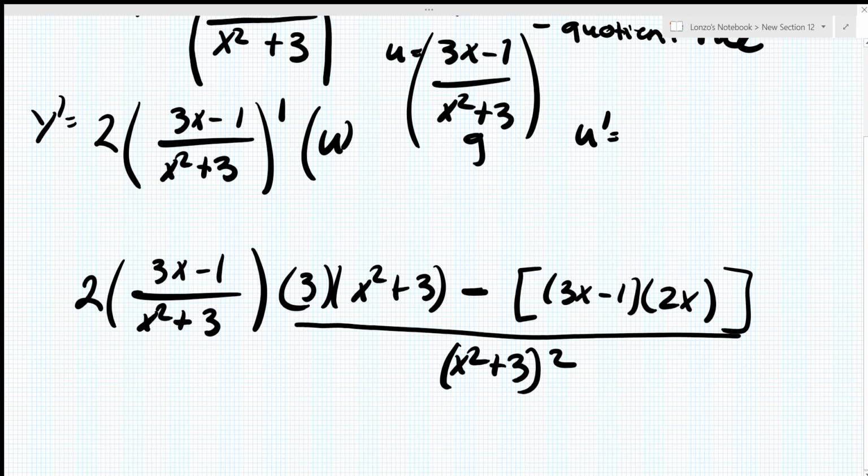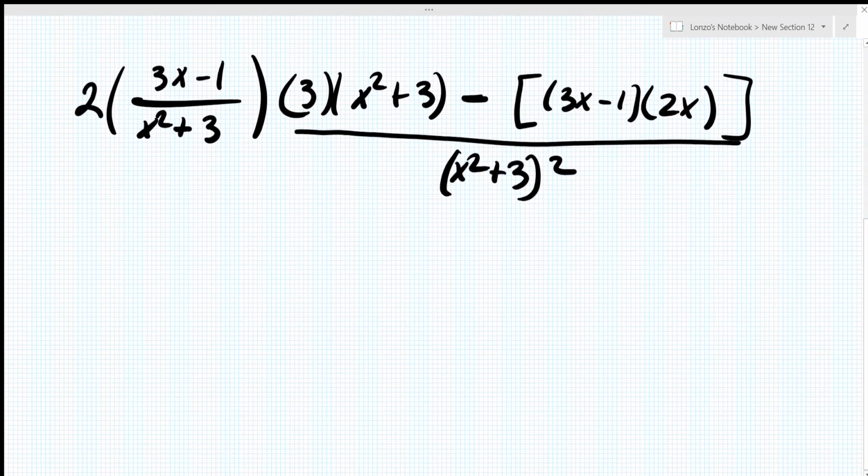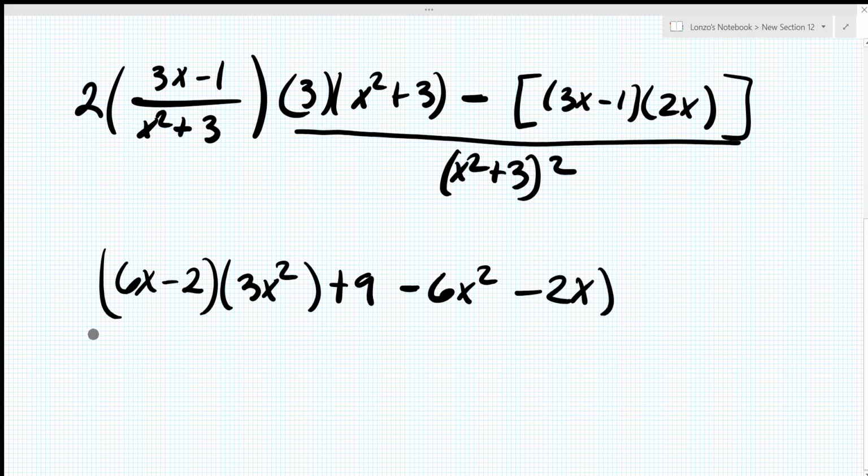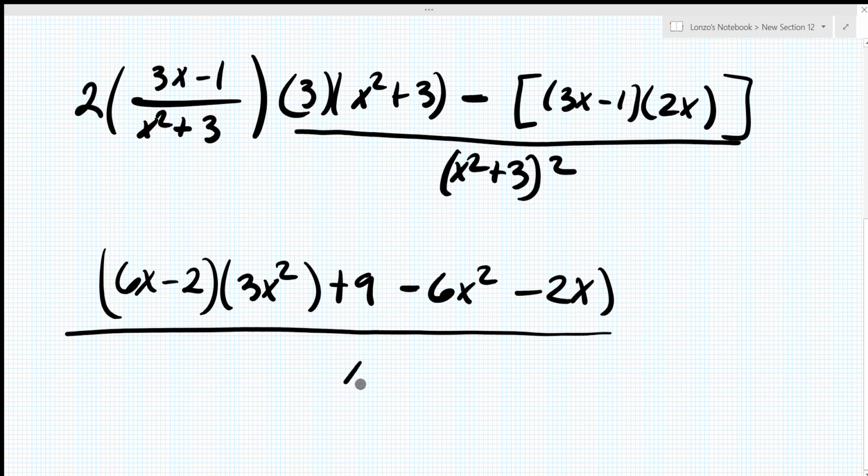So when you simplify, you're going to get this: (6x minus 2) times (3x squared plus 9) minus (6x squared minus 2x), divided by the whole thing, (x squared plus 3) raised to the third power.